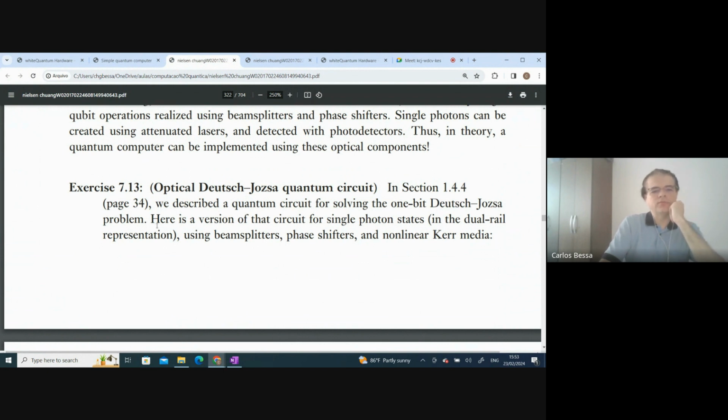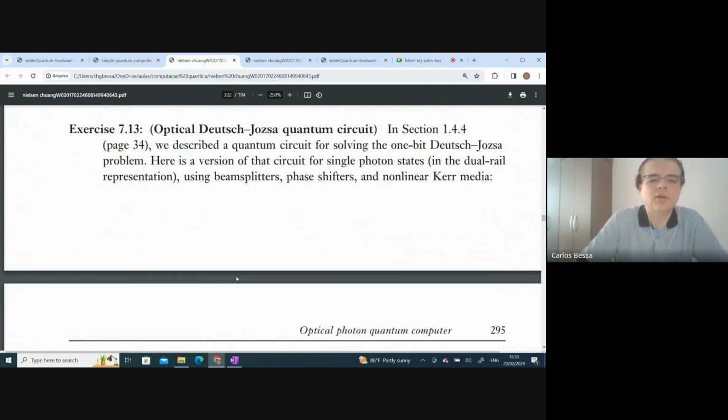Deutsch-Jozsa problem. Here's a version of that circuit for single photon states in the dual rail representation using beam splitters, phase shifters, and nonlinear Kerr media. Those are the tools that we are studying. So this is a very nice exercise, to solve a real algorithm. So what is physically happening in the quantum computing?